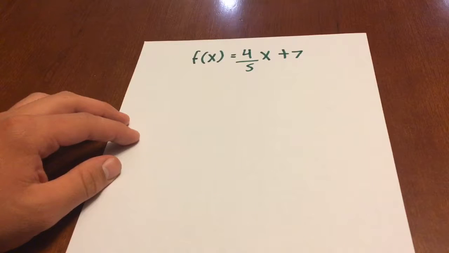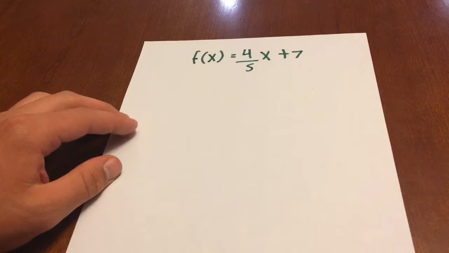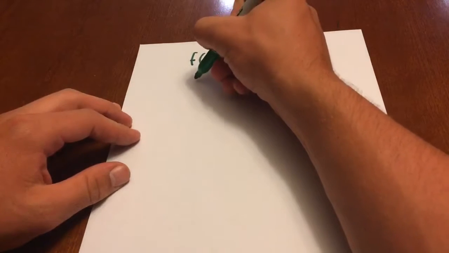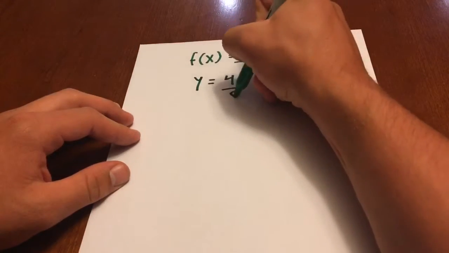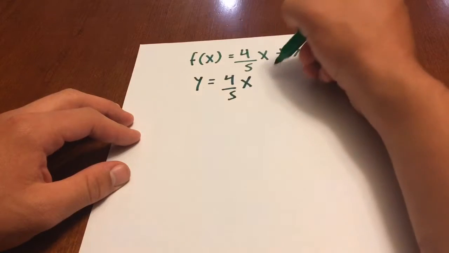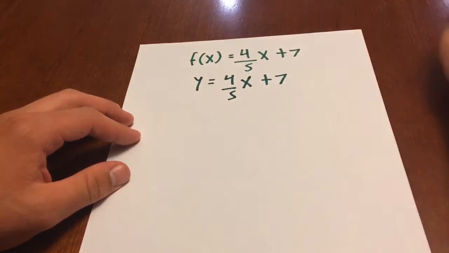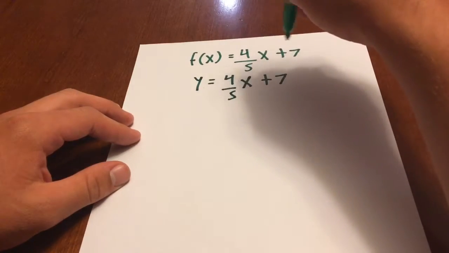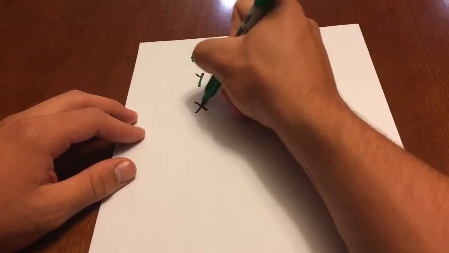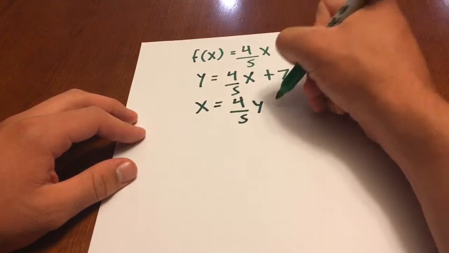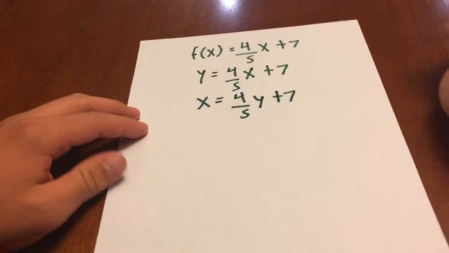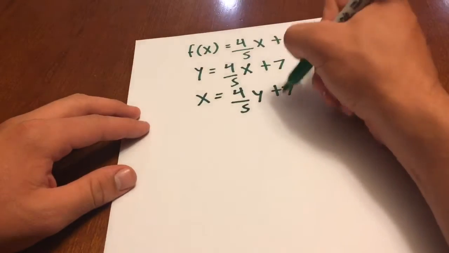Okay, for the last problem. f of x equals 4 over 5x plus 7. So again, first, set it equal to y. y equals 4 over 5x plus 7. And again, you have to switch the variables. So x equals 4 over 5y plus 7. So you want to subtract 7 from both sides.